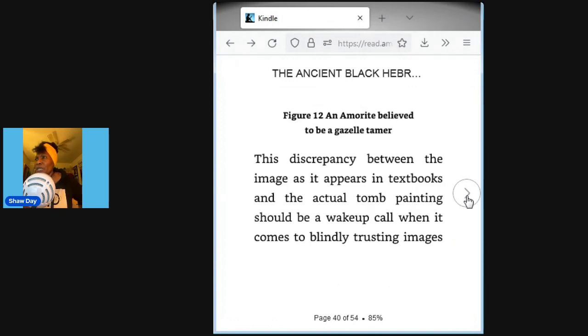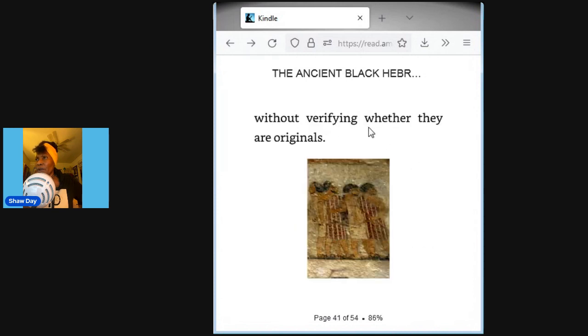Figure 12, an Amorite believed to be a gazelle tamer. This discrepancy between the image as it appears in textbooks and the actual tomb painting should be a wake-up call when it comes to blindly trusting images without verifying whether they are original. These are the original.